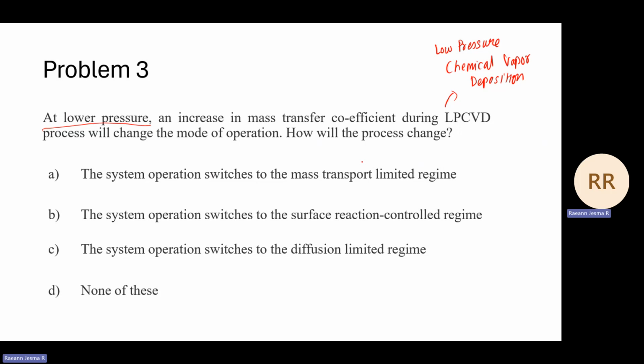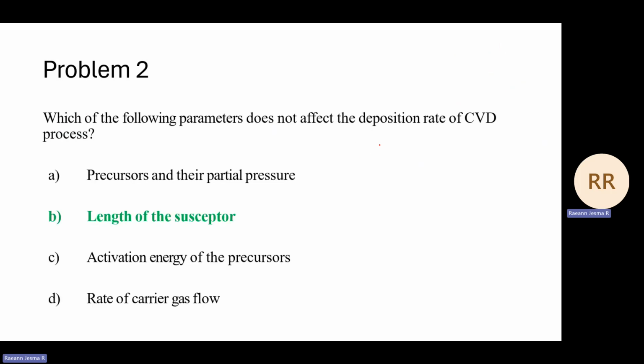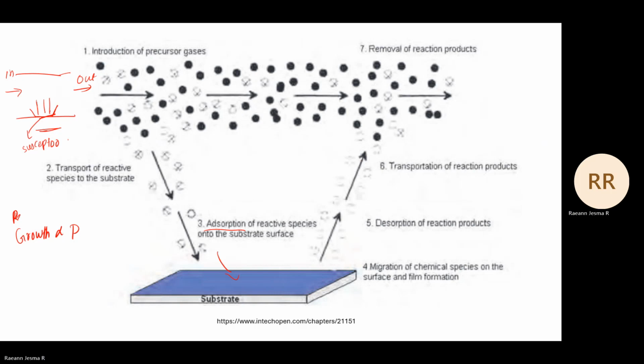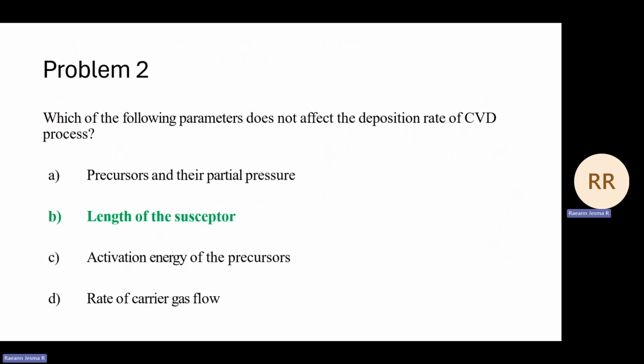So before that, I'll just explain one more thing. So here you can see that there are two main things, right? One is transport of reactive species to the substrate, and the other one is the reaction at the surface and the film. So let's say I'm having my substrate here. So this is my substrate, this is some gap, and here I am having the flow of the precursor.